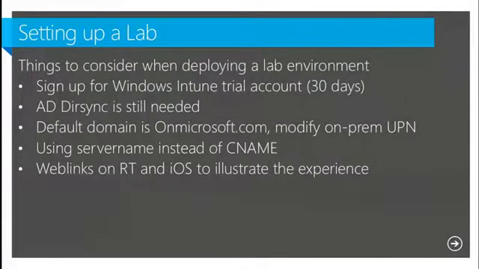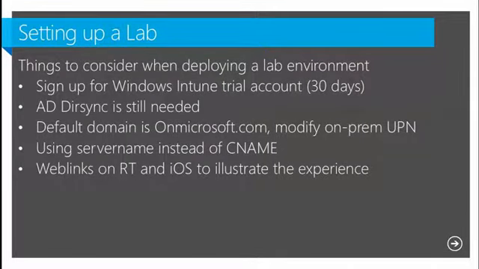Setting up a lab. So we've walked you through what you need to do to set up a production environment, with some caveats on our demo on how to set things up. If you're setting up a lab, you want to do a proof of concept type environment. Obviously, you can sign up to a Windows Intune trial account. That's for 30 days. You do have to set up AD DSync. So you can set up your lab environment, create your own test AD environment, connect that up to Azure Active Directory, and do that DSync synchronization of those users.